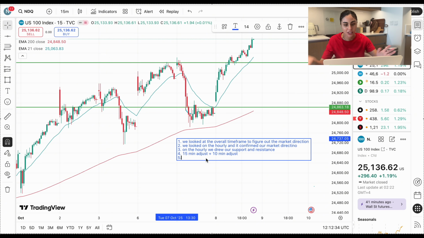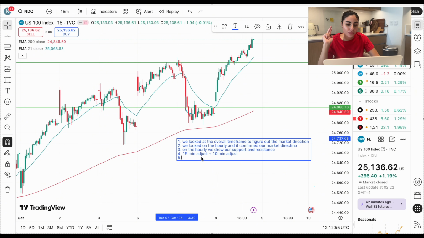And that's essentially it. So maybe let me just write it down in case you guys are writing notes. Let me reiterate what we just did. So number one, we looked at the overall time frame to figure out the market direction. Number two, we looked on the hourly and it confirmed our market direction that it is an uptrend, and we used our moving average for that.